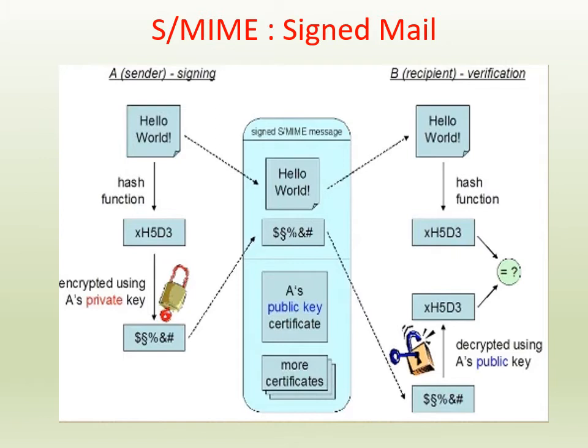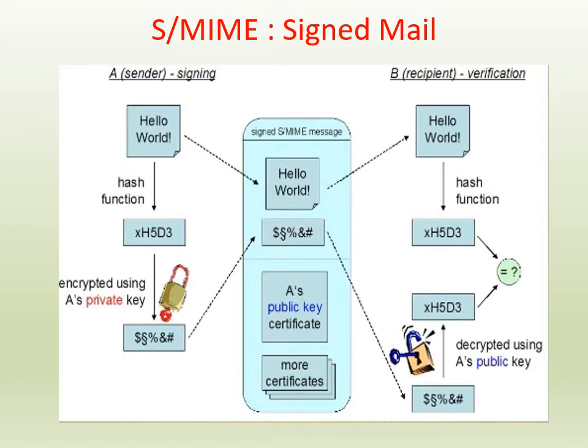A hash function is applied to that message and encrypted using A's private key. The generated encrypted information gets transmitted to the receiver. At the receiver side, it is decrypted using A's public key. Then a hash function is applied to obtain the original text. So this is the process of signing email.